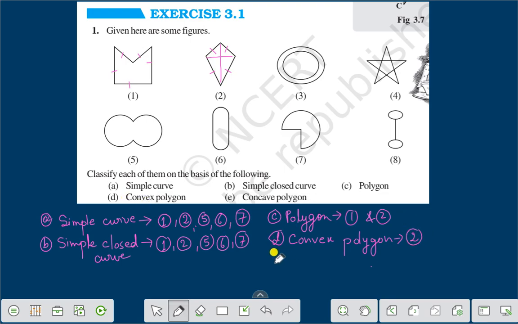Now, E is concave polygon. Now, if you draw the diagonals here, you see the diagonal is here, right? This diagonal is in the exterior of the figure, right? Therefore, if the diagonal is exterior of the figure, it is a concave polygon, right? Therefore, number 1 is the concave polygon.